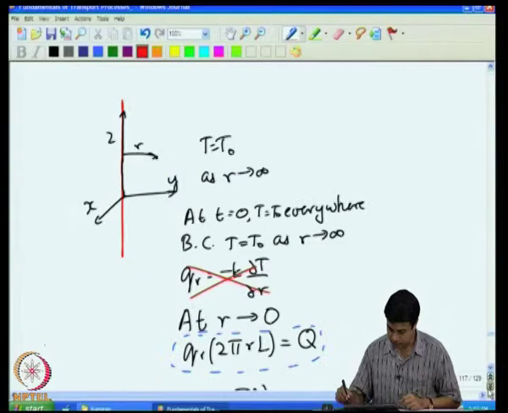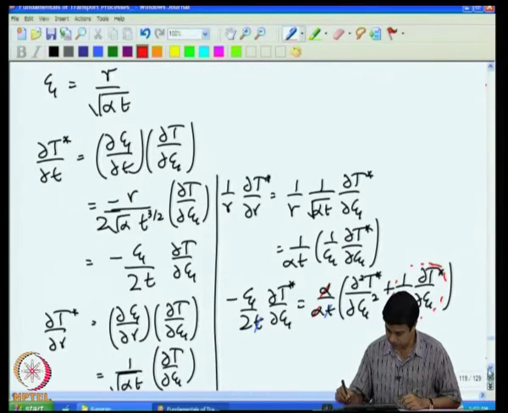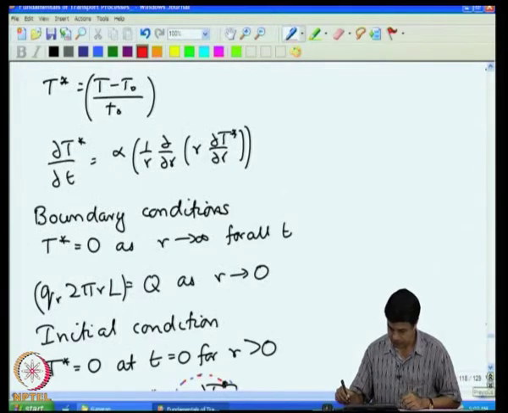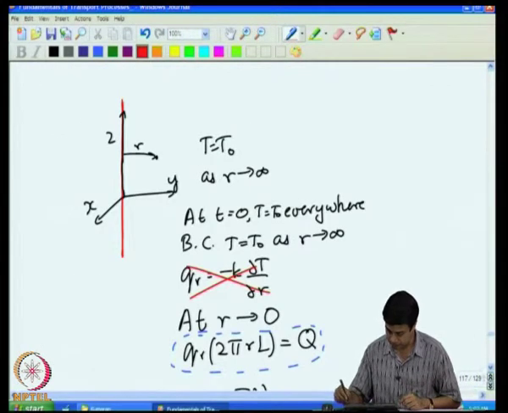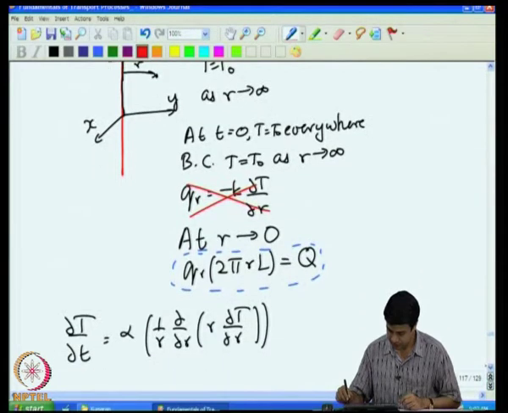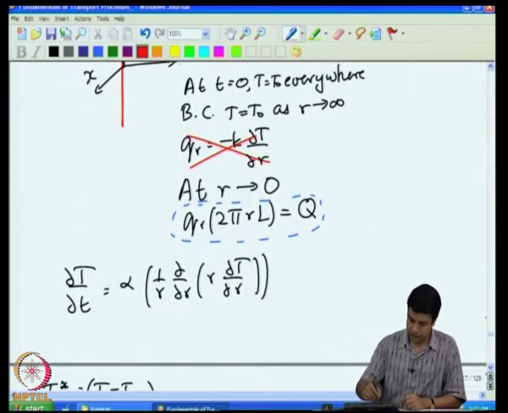And once you do that, you get a differential equation for the conservation of mass, momentum and energy that has this particular form. The differential equation that you end up with has this particular form.